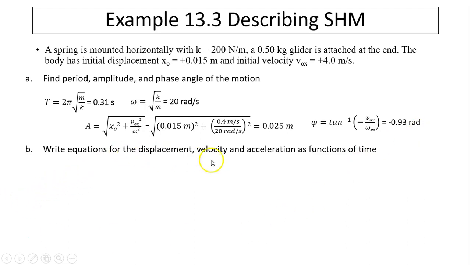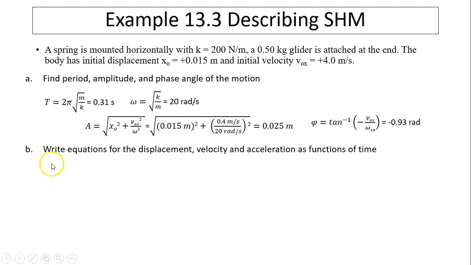Okay, let's see why it's negative. We can also know because velocity is positive and x naught is positive. That means if you imagine the circle, it's moving in the positive direction, and x is also positive, so it's in the fourth quadrant. So that's why phi is negative.